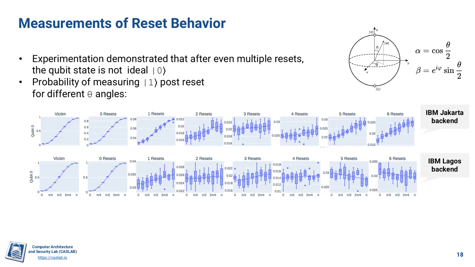So basically what the attacker can do is that if they know how many resets are being performed between the victim and the attacker, they can figure out which graph they're on. And then they can measure the probability of measuring one for the qubit. For example, if I measure something close to 0.8, then I know that the victim was in one state, and if I measure something close to zero, then the victim was in a zero state. So this way, I can potentially leak the final state of the victim's qubit. And this is for each qubit. So this is qubit zero on Jakarta.